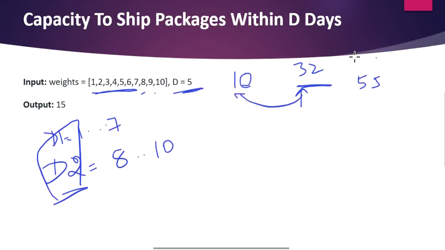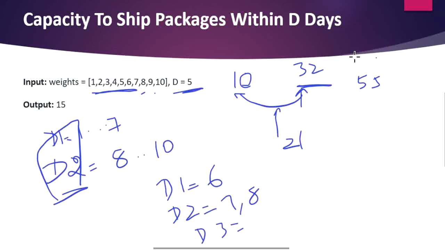So now the mid is going to be 21. So we are going to check by using 21 whether we can ship all the items within 5 days. Considering on day 1 we can ship up to 6 weights, that sums up to 21, and then on day 2 we can ship 7 and 8. On day 3 we can ship 9 and 10. So here we have finished within 3 days, but we still have 2 more days left.